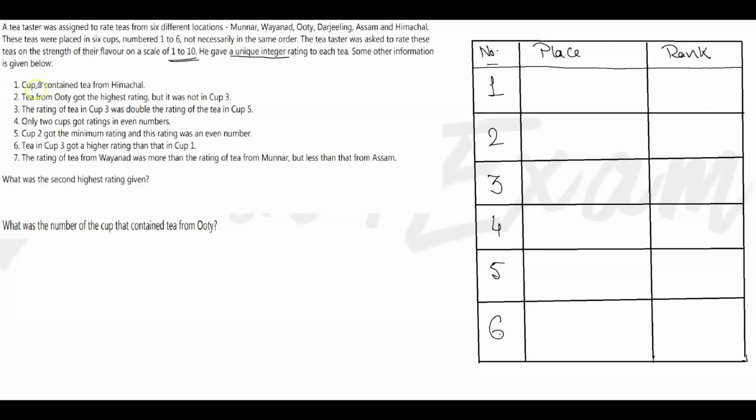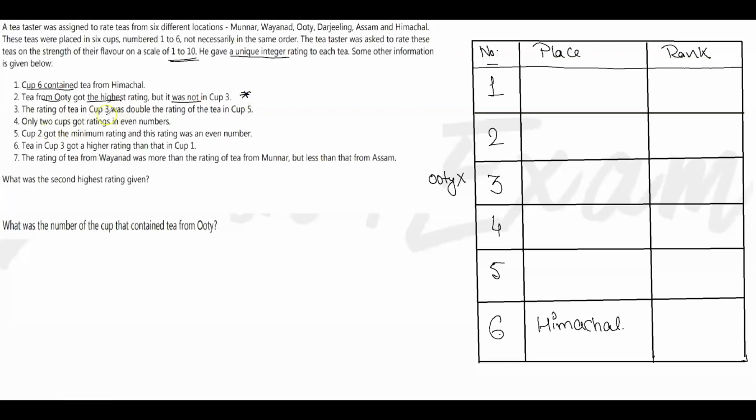Okay, now cup 6 contained tea from Himachal. This is very explicit information, so I'm just going to write it here. Cup number 6 contained tea from Himachal. Now the tea from Ooty got the highest rating, but it was not in cup 3. So in 3, I just write Ooty and make a cross just to mention that Ooty was not in the place of the third cup. And it also got the highest rating, so we just have to keep that in mind. I'll make a star here.